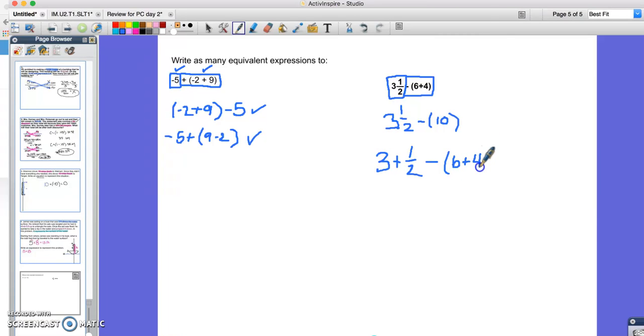We can do the same thing as the other side and rearrange the terms. We can do that as well. So there are a ton of different answers to this question, but when you're writing equivalent expressions or checking for equivalent expressions, make sure that the terms from the original expression are somewhere in the new one.